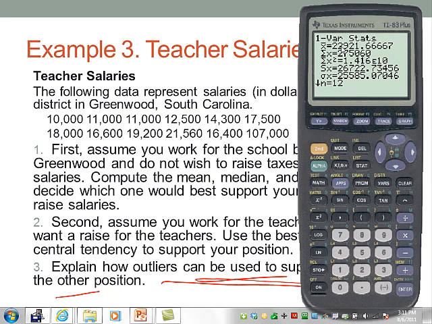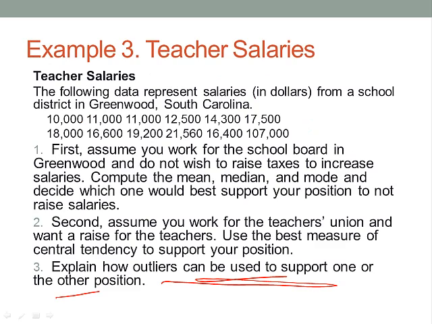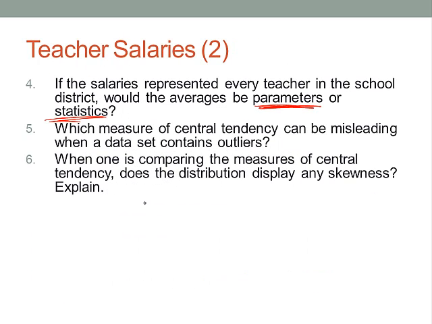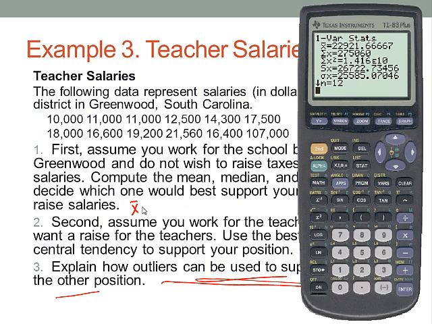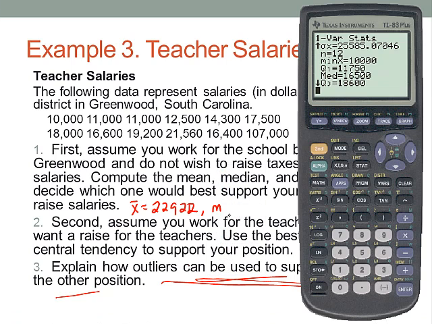Okay, so here is our mean. So I'm going to write these in here. We have the mean is about $22,921. We'll just round to the nearest dollar. And my median, I'm just going to scroll down a little bit until I see the MED. So the median is what? 16,500?